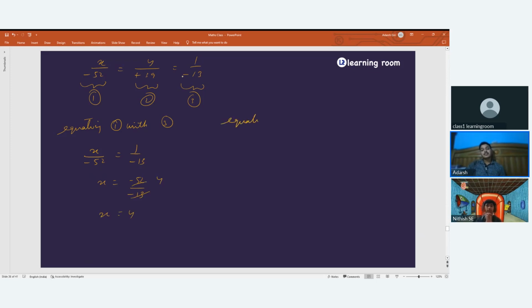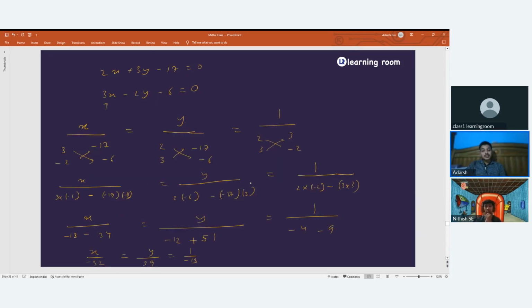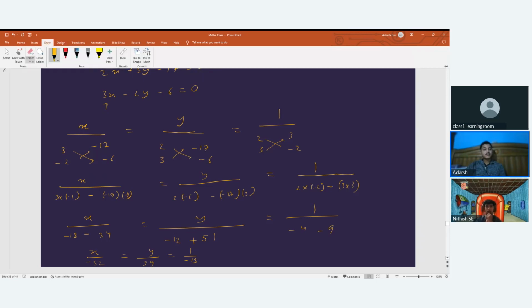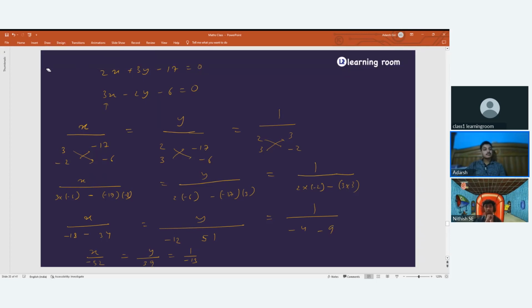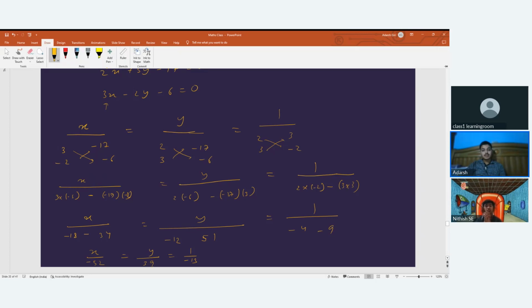And if I equate 2 with 3, it will be y upon 39 is equal to 1 upon minus 13. Y is equal to 39 by 13. Some mistake is there. It will be minus only. Sorry, it is minus only. It's not plus.